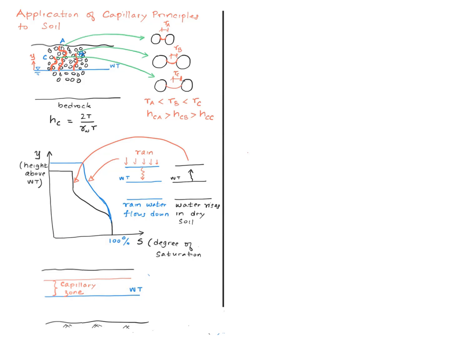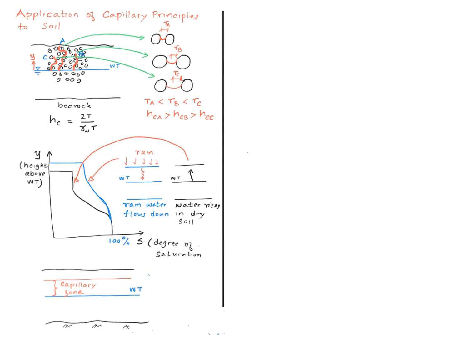Simplifying these ideas, we can say there's going to be a zone above the water table where the capillary action is going to take place. And this zone is called the capillary zone, and we know the pore water pressure is going to be negative in that capillary zone. And the negativity is going to increase as you go up from the water table, being the maximum at the top of the capillary zone.